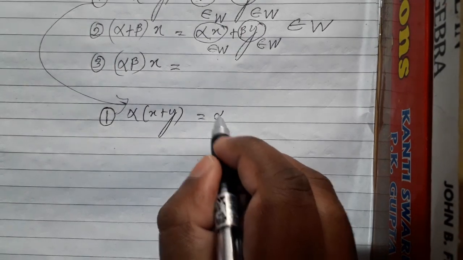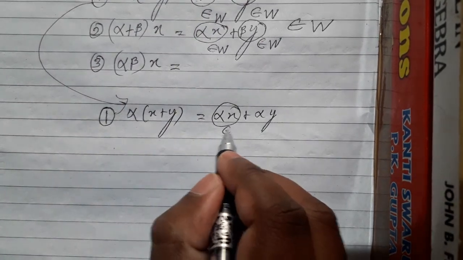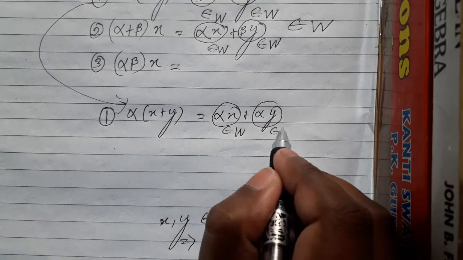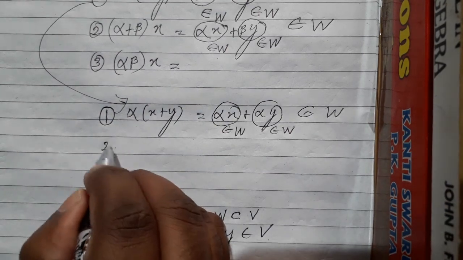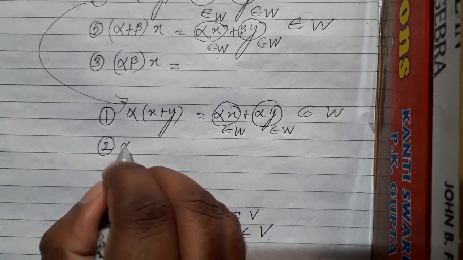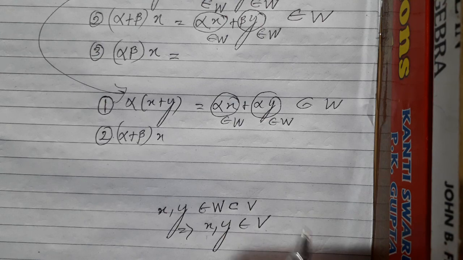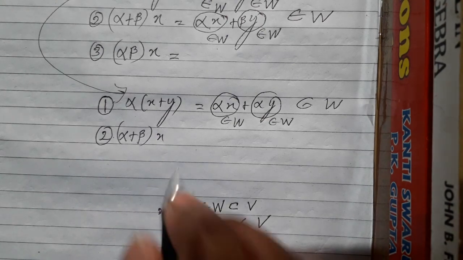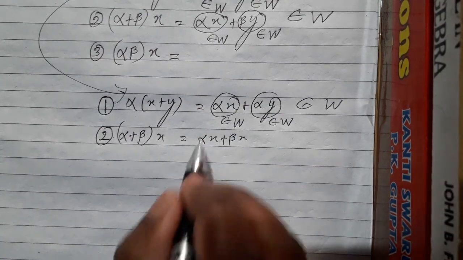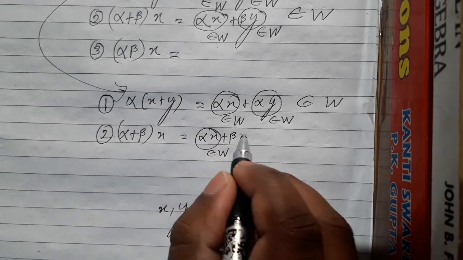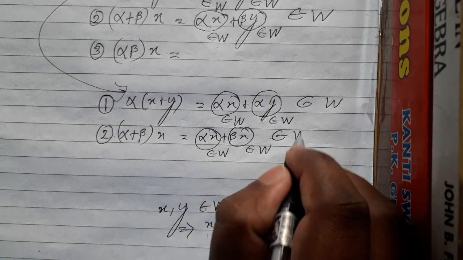So we get alpha x plus alpha y. This is an element of W, and this is also an element of W by condition 2, so this whole thing will be an element of W. In the same way, point number 2 was (alpha + beta) applied on x. Now x belongs to W, so it still belongs to V, and since V is a vector space, this condition should be true. So we have alpha x plus beta x. This belongs to W, this also belongs to W, so this whole thing will be in W.